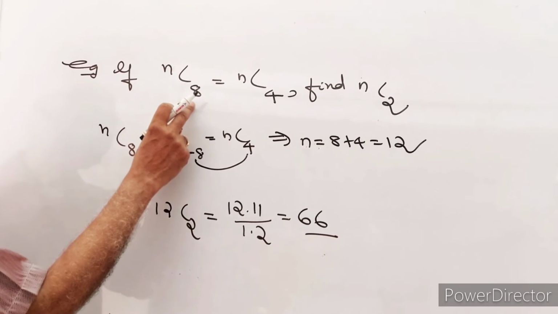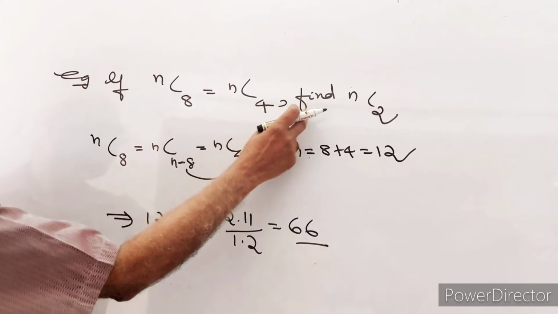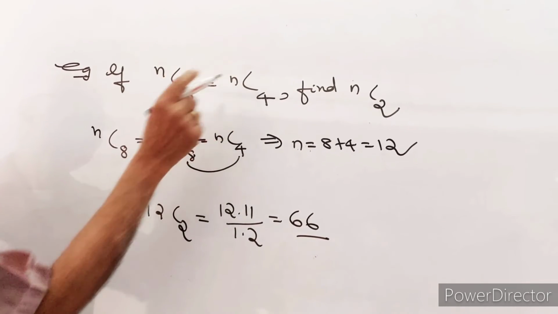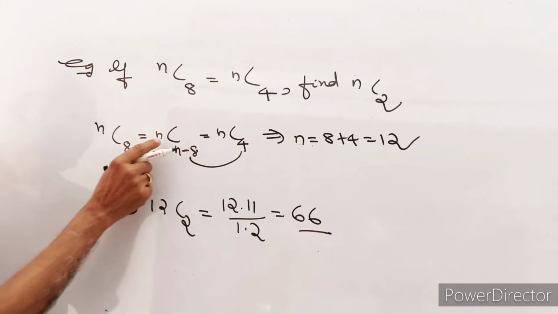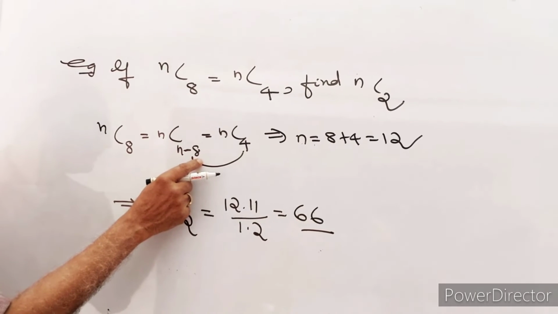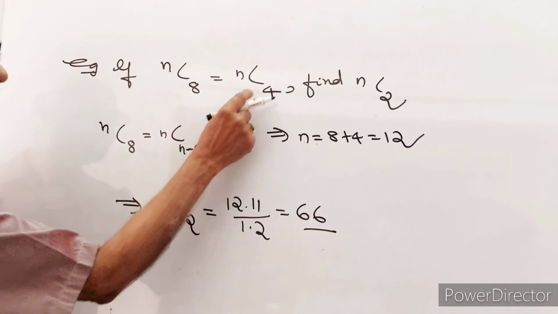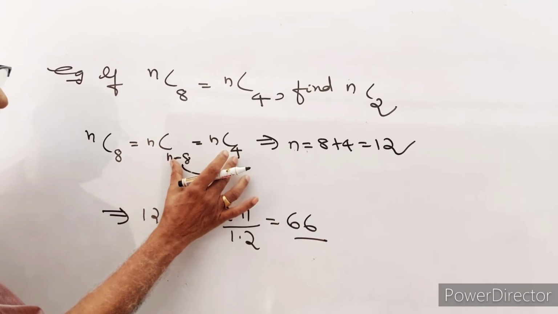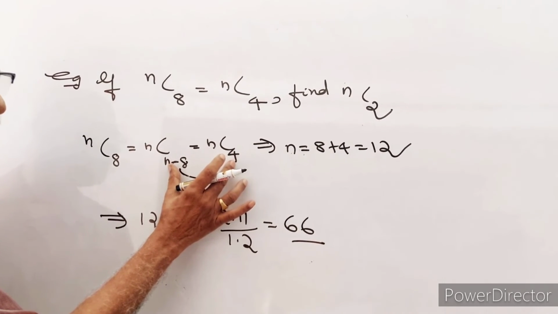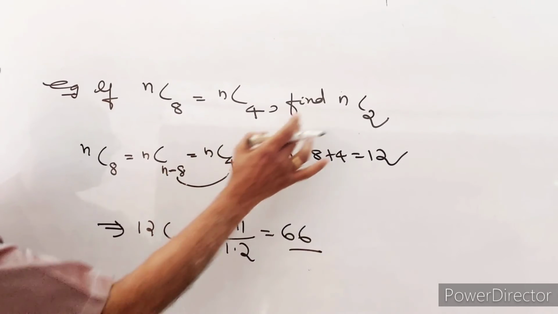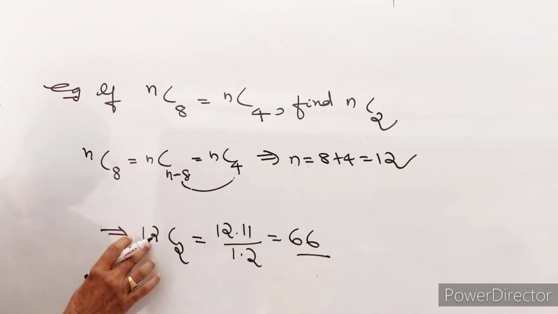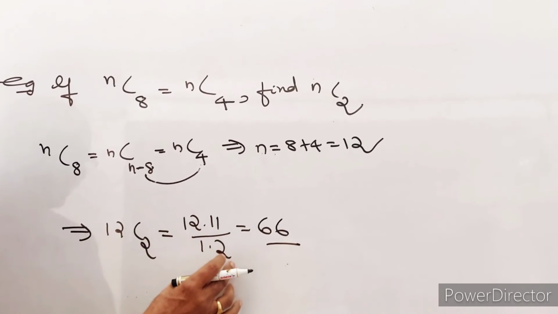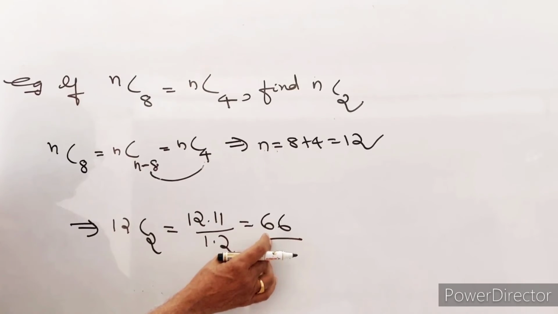If nC8 equals nC4, find nC2. So our problem is determining n. Now we apply that nC8 is actually nC(n minus 8), and that nC(n minus 8) is nC4. So we see these two are one and the same. So n minus 8 is 4, or n is 8 plus 4 equals 12. If n is 12, you go for the answer. 12C2 is 12 into 11 by 1 into 2. It is 66.